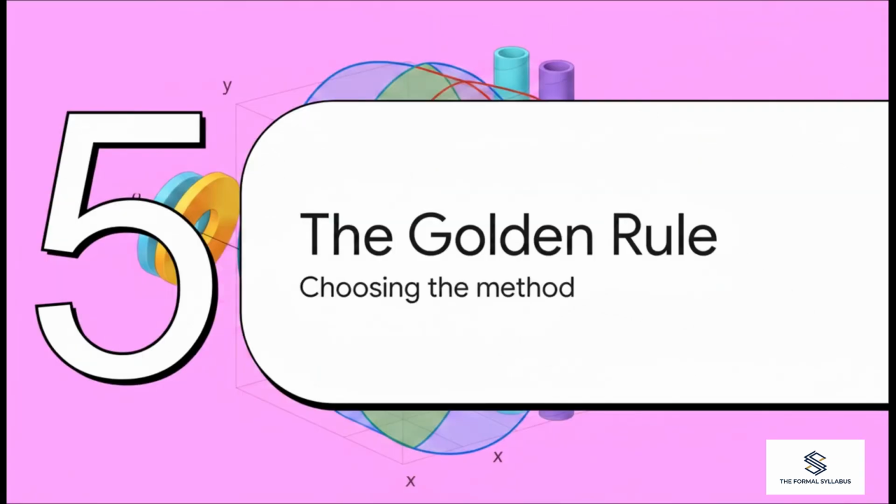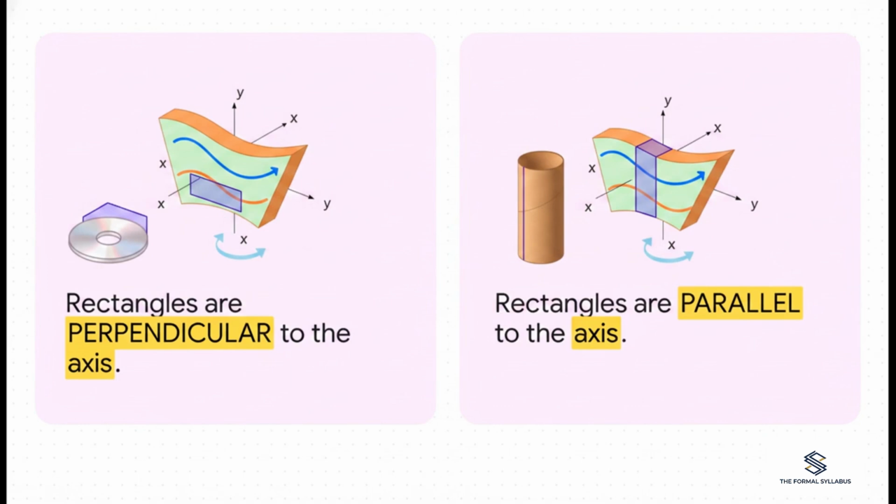Section 5. The Golden Rule of Rotation. How to actually choose the right method without losing your mind. Okay, listen closely, because this is the golden rule of rotation, and I cannot emphasize this enough. Knowing this will save you so much frustration. The orientation of your representative 2D rectangle compared to the axis of rotation is absolutely everything. If your rectangle is drawn perpendicular to the axis, you're using the disk or washer method, period. But if your rectangle is drawn parallel to the axis, you must use the shell method.